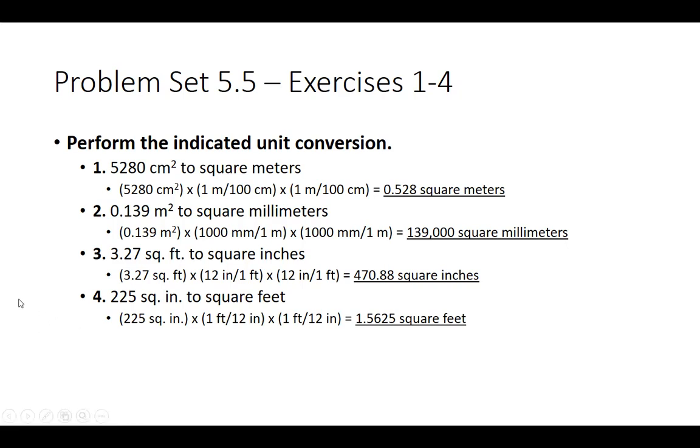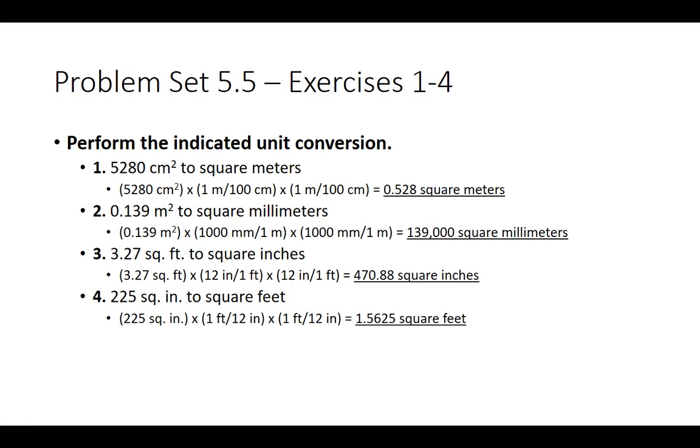Number 4, 225 square inches to square feet. To get rid of square inches on the top, we need inches on the bottom twice. To get to square feet, we need feet on the top twice. So inches on the bottom twice cancels out square inches, feet on the top twice gives us square feet. That conversion factor we use to get there is 1 foot over 12 inches. We use that conversion factor twice.